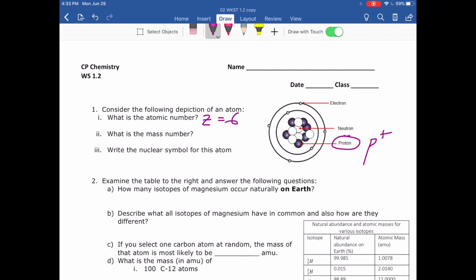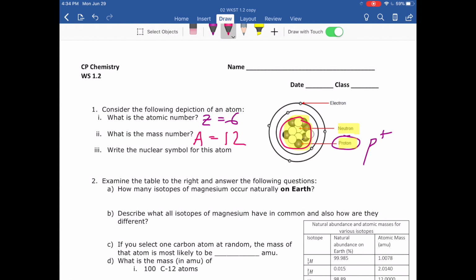What is the mass number? The mass number is the number of particles in the nucleus. So it's the number of neutrons plus the number of protons all together in the nucleus. If I count all the particles in the nucleus in this picture, the mass number, which is A, equals 12, because altogether I have 12 protons plus neutrons. So I have 6 protons and 6 neutrons, actually.